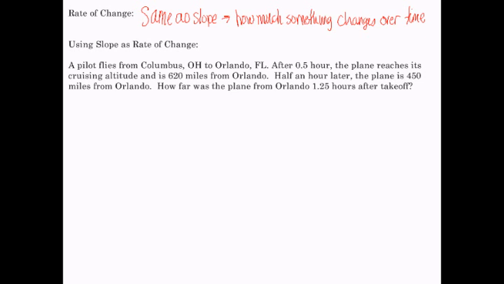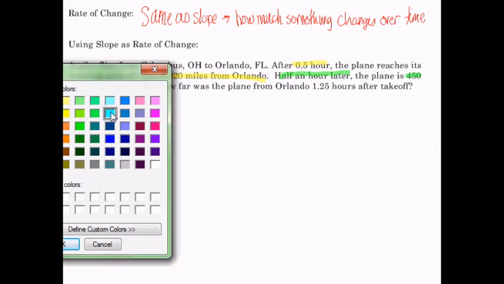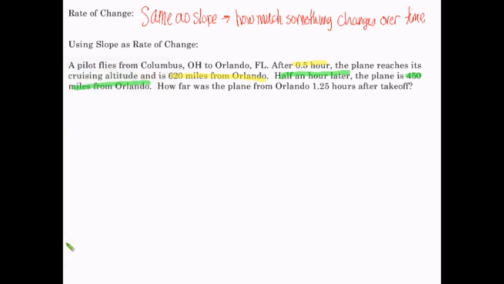We are flying from Columbus, Ohio to Orlando, Florida, and after half an hour, we are 620 miles from Orlando. Then half an hour later, we're 450 miles from Orlando. We want to know how far from Orlando we are 1.25 hours after we take off. So we need to find the rate of change, like how many miles we are traveling for that time frame of hours.